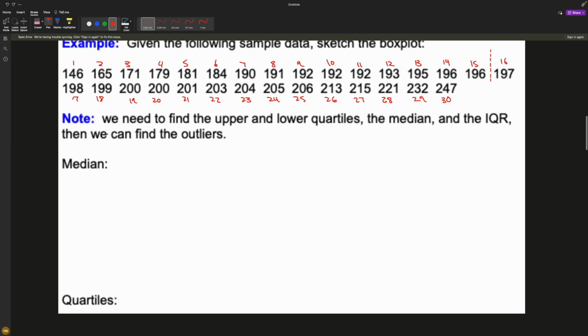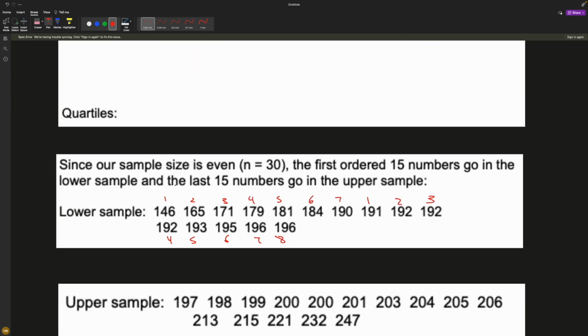Okay, so here, first let's find the median, which is just the midpoint. And since we don't have a single midpoint, what we'll have to do is add these 2 up and divide by 2. So 196 plus 197 divided by 2, and this will equal 196.5. So that's your median. And now we're going to do our quartiles, which means we want the middle of the lower half and the middle of the upper half. So let's do that.